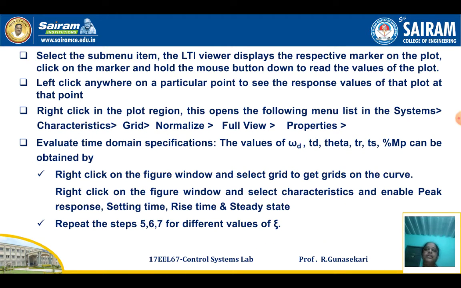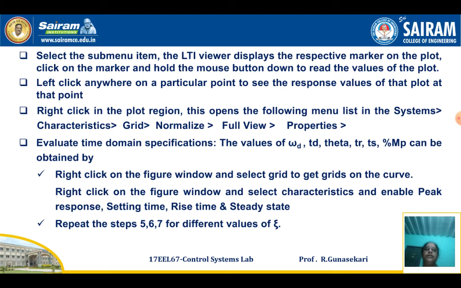Then select the submenu. The LTI viewer displays the respective marker on the plot. Click the marker and hold the mouse button down to read the values of the plot. If you left click anywhere on a particular point, you see the response value of that plot at that point only. If you right click in the plot region, this opens the following menu list: systems, characteristics, grid, normalized, full view, properties.